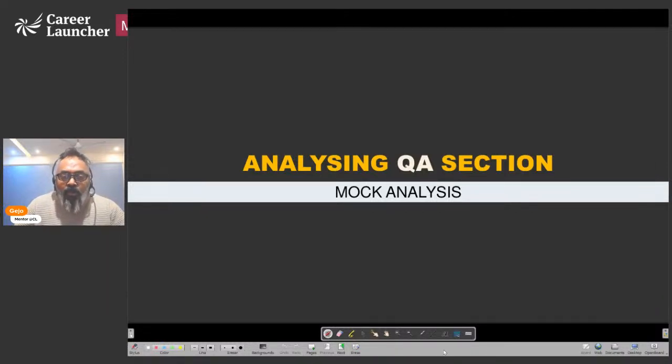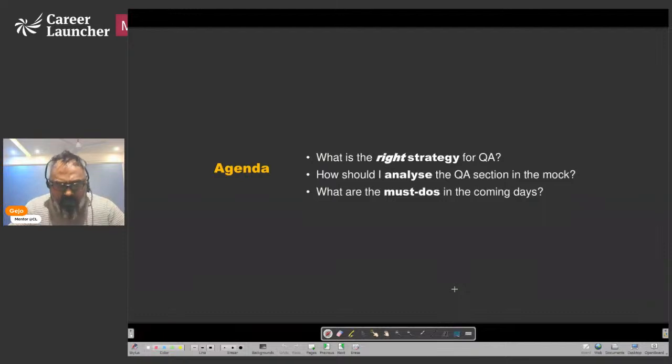Okay. So in this session, what we want to cover is these three things, right? The first is whatever analysis we are doing for QA, we need to understand how to improve our score. To understand how to improve the score, we also need to understand what is the right strategy for QA, if at all such a right strategy exists. And then we'll get into how to analyze the QA section in the mock, and we'll discuss what the must-do things are in the coming days. So those are the three things in store.